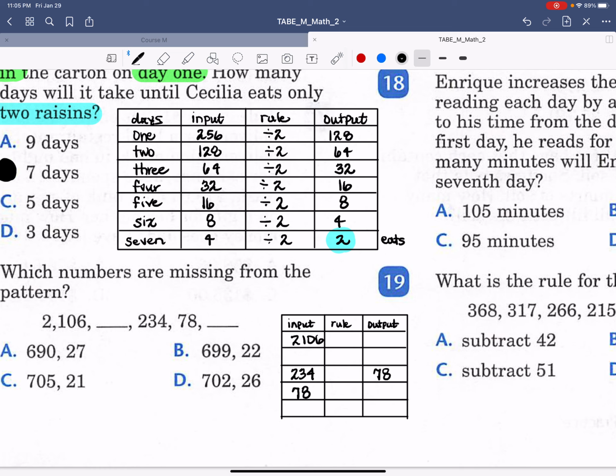So I need to get a rule. And in order to get the rule, you need to have the input and the output. That's the only place you can find the rule. So I'm going from 234 down to 78. This is either subtraction or division. And because that's such a big jump, I think it's division. So let's divide those two. And that comes up with 3. So 234 divided by 3 is 78. So let's apply that rule all the way through our table.